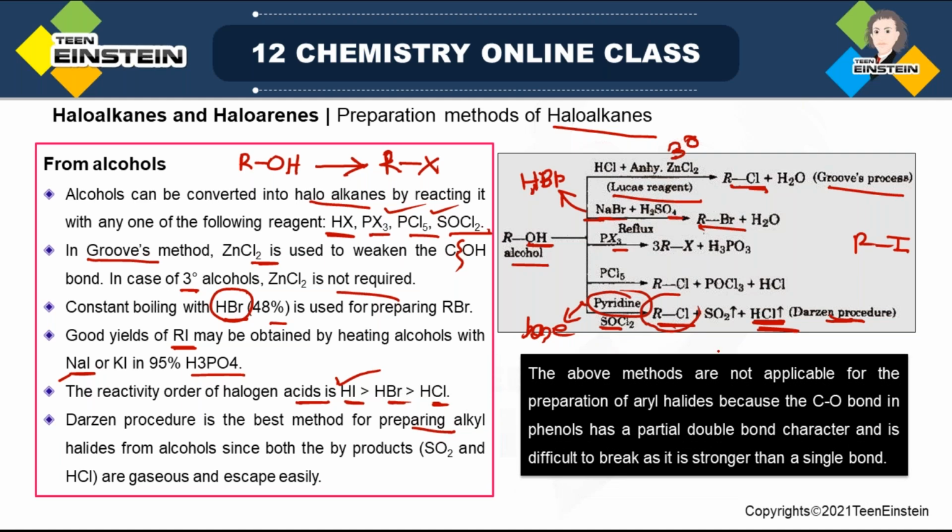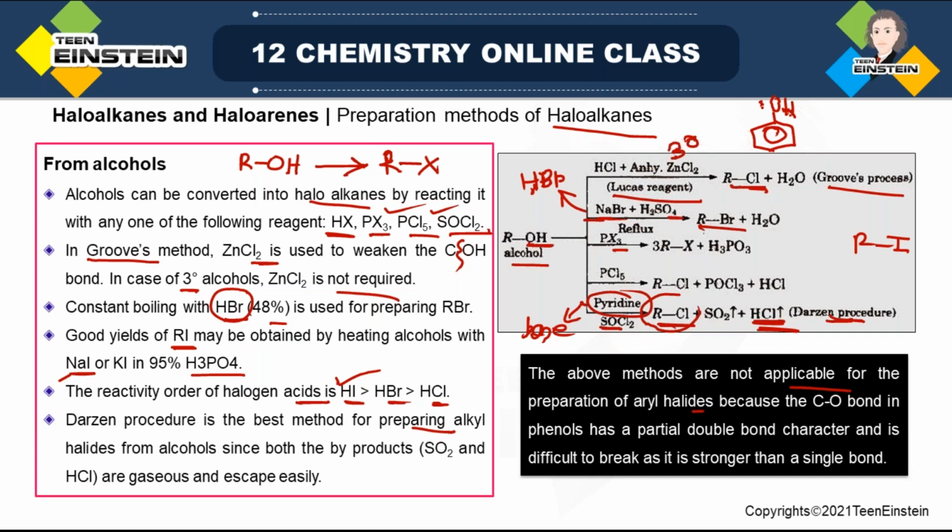But remember, all these methods are not applicable for the preparation of aryl halide. That is, you cannot use these methods for haloarene. Why? Because of the C-O bond in phenol. Because when you prepare haloarene, obviously now you will not take alcohol, now you will take phenol.